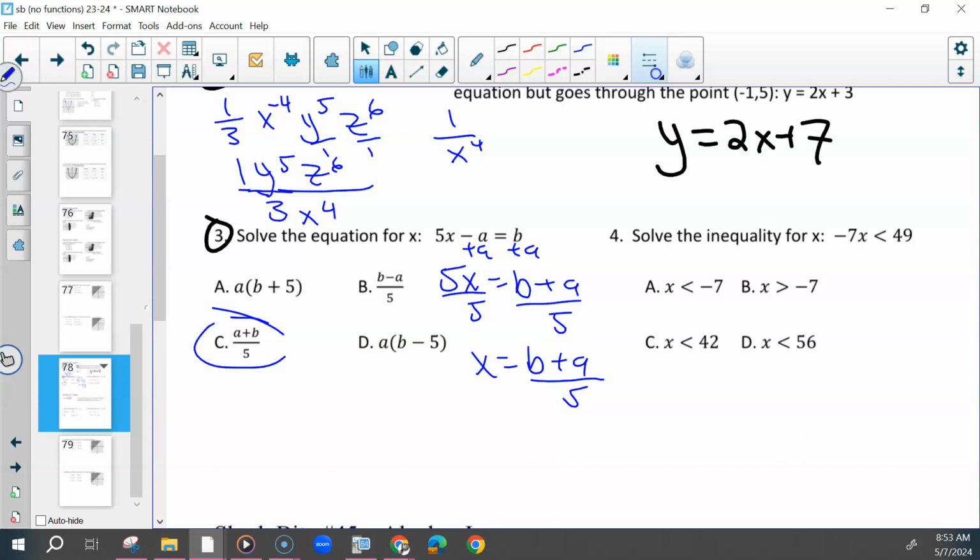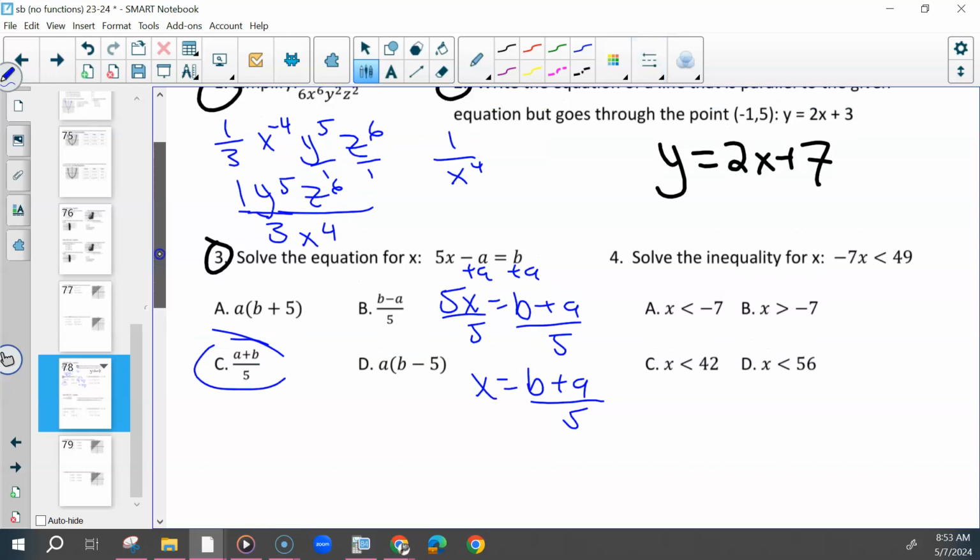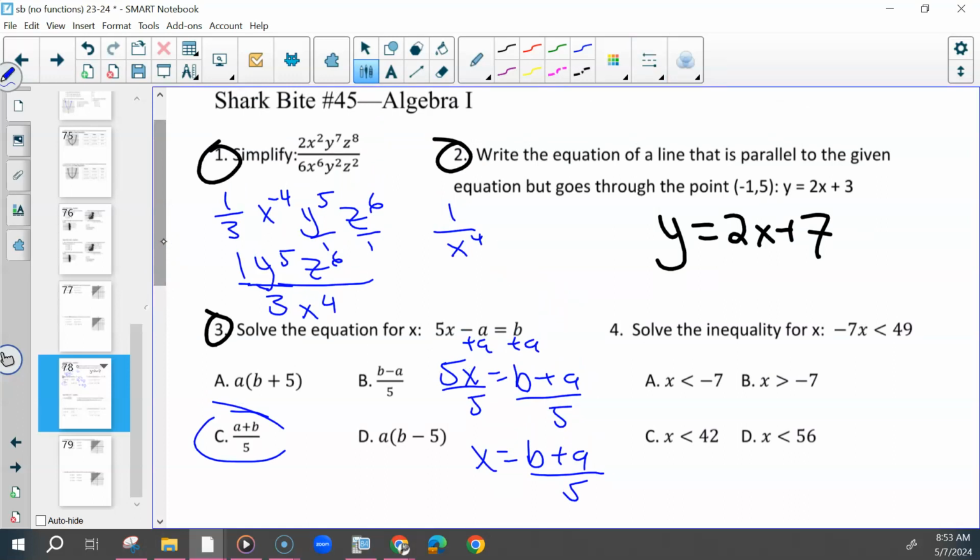Questions on this? Could you solve number 2 algebraically? I'll show you the setup, but I'm not going to solve it completely. You would have to use this, where this is your x1, this is your y1, and this is your m.